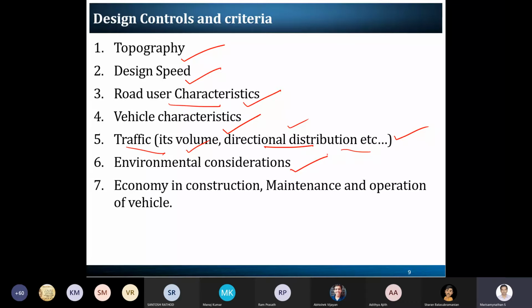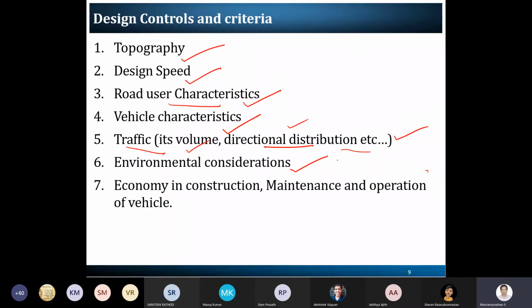Then the environmental conditions, it might be the weather, rainy or non-rainy, sunny. So definitely the environment has an effect. Then the economy: the construction cost, economical maintenance, how the operation is going to affect it. So all these seven major factors are controlling the design criteria, as well as making the criteria to fix what will be the minimum or maximum super elevations, what is the curve radius for that horizontal curve. So all the criteria can be finalized by considering all these seven factors.